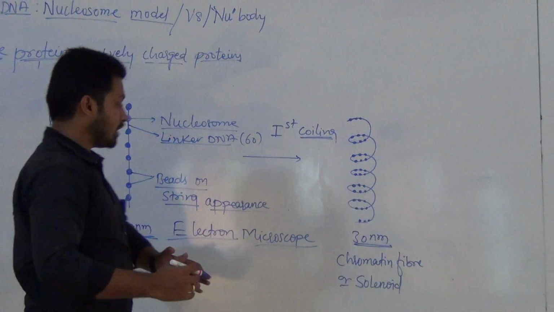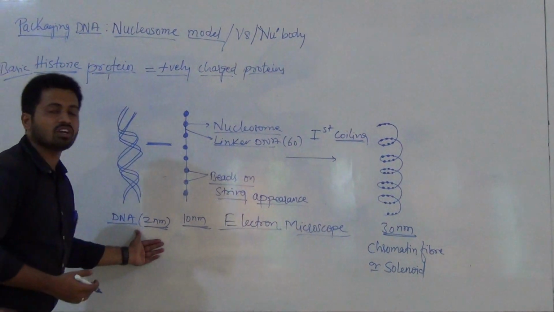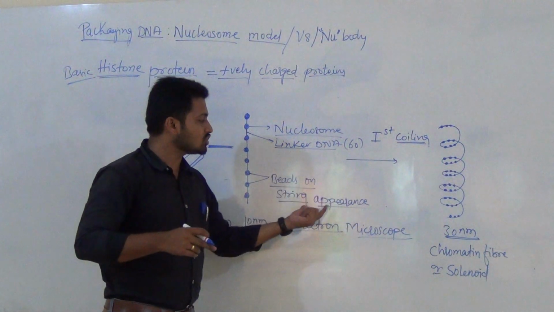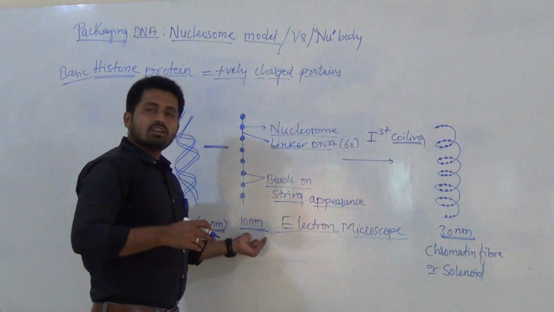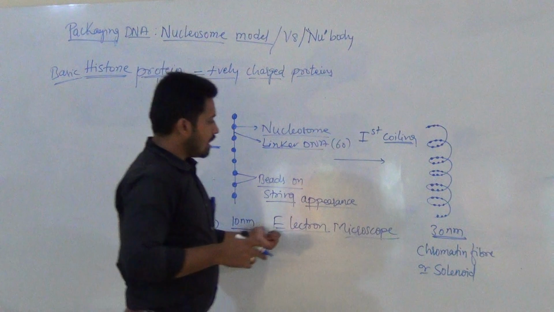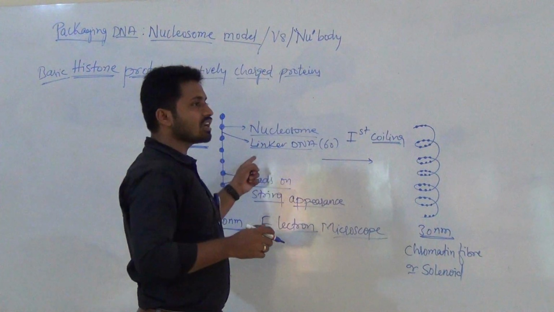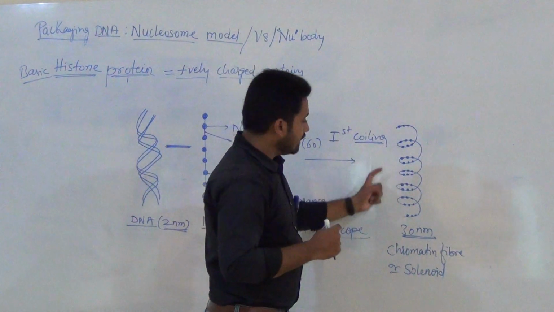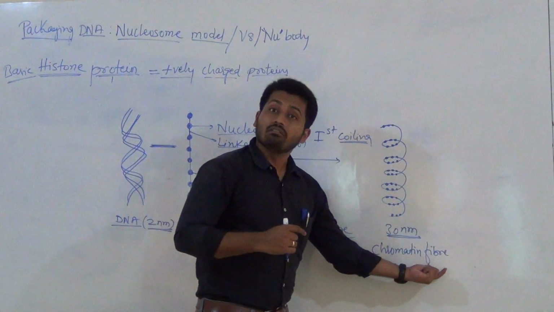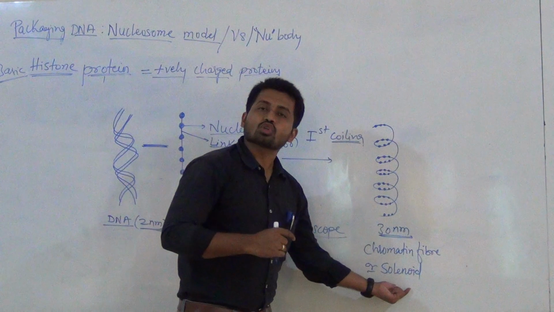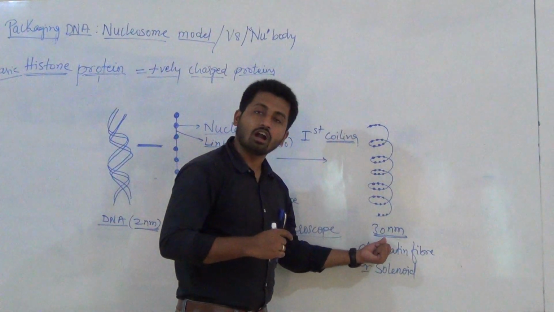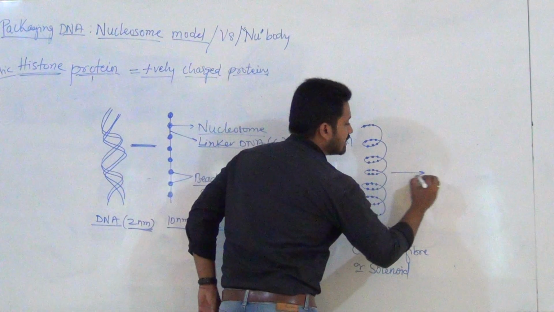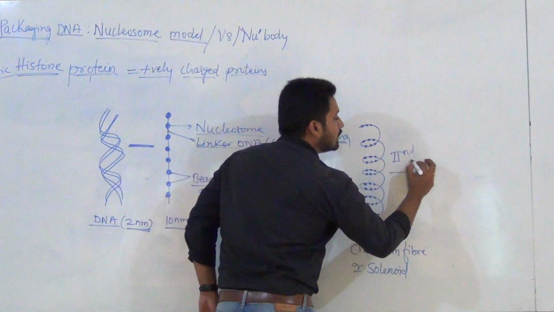Now listen, what is happening here? The DNA was 2 nm. When the coiling started, first it forms the beads on string appearance. Thickness increased to 10 nm. After that, when this beads on string appearance coils again, it forms the chromatin fiber, also called solenoid. What is its thickness? 30 nm. Again thickness increased.